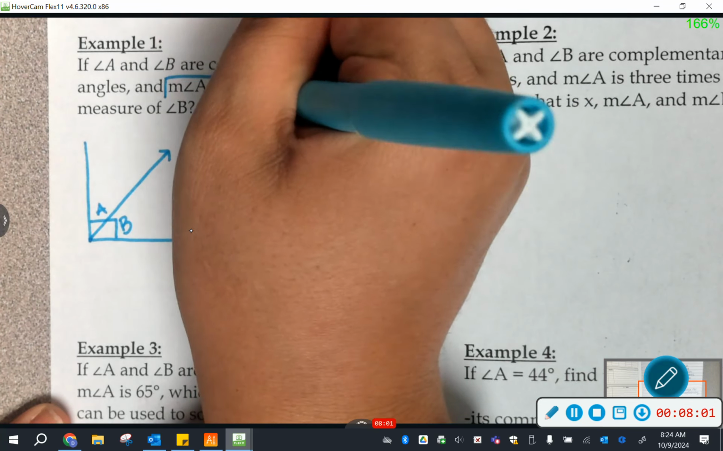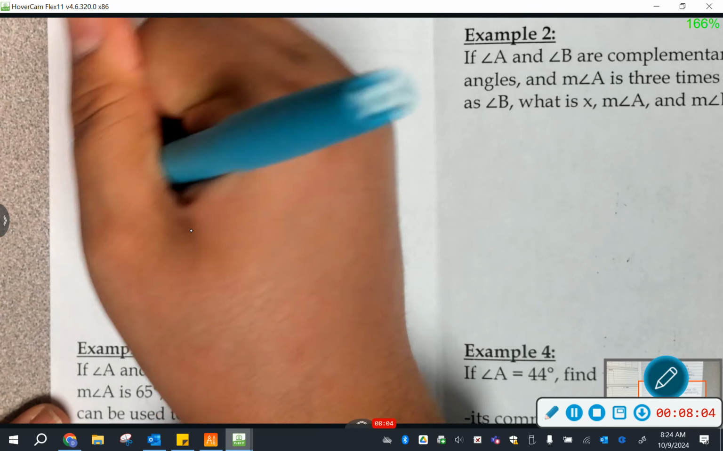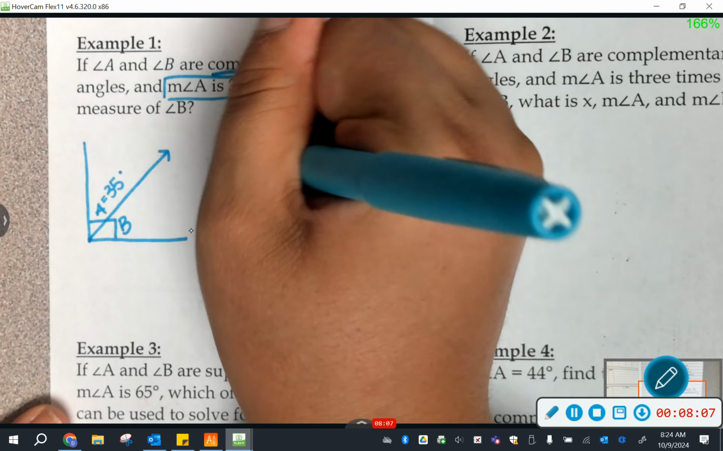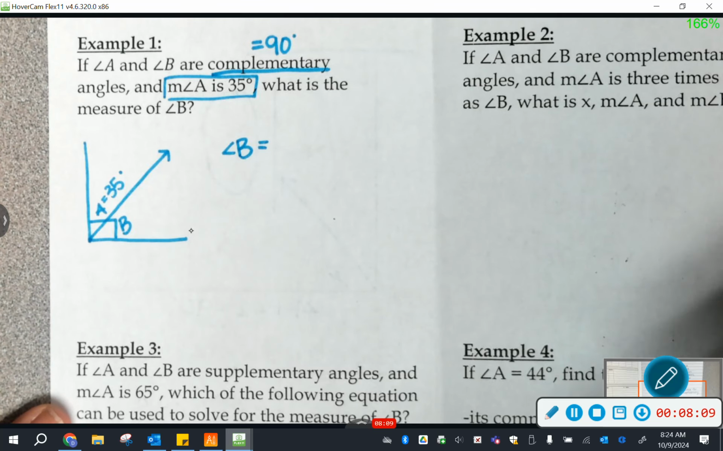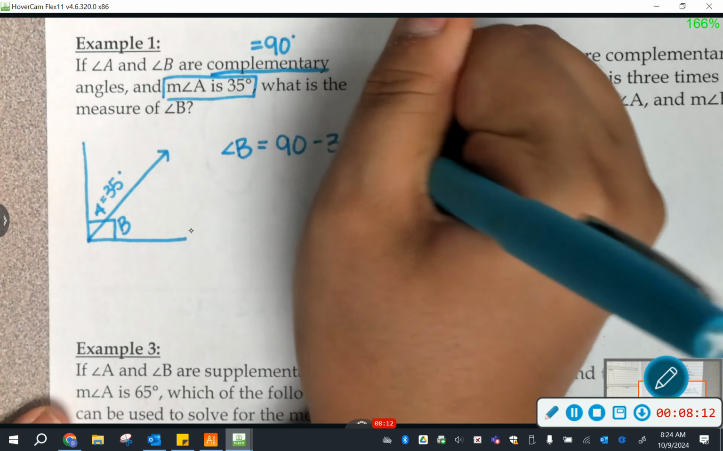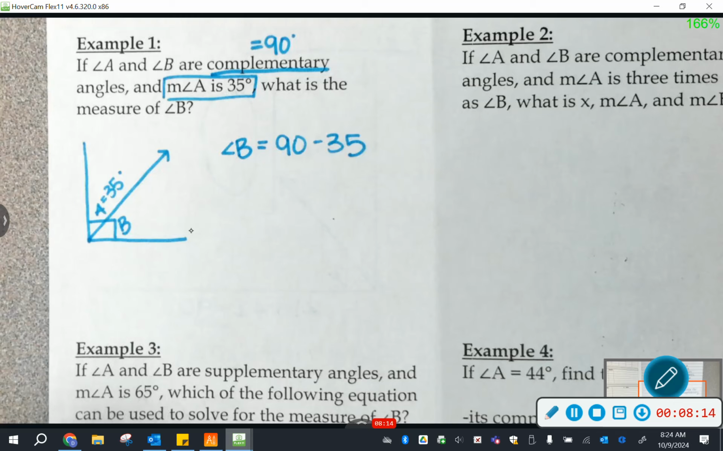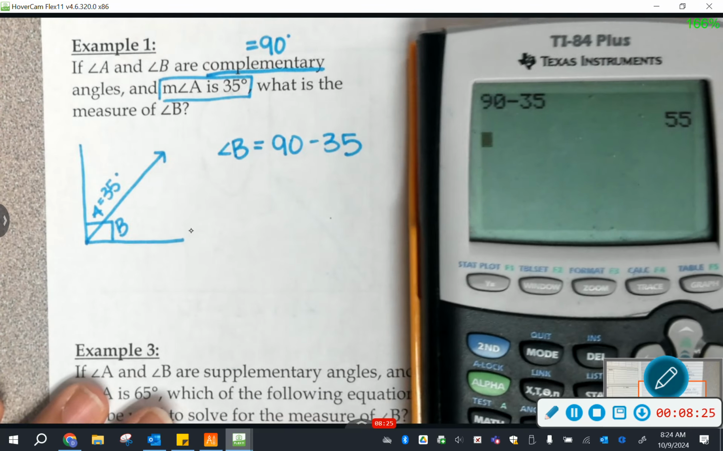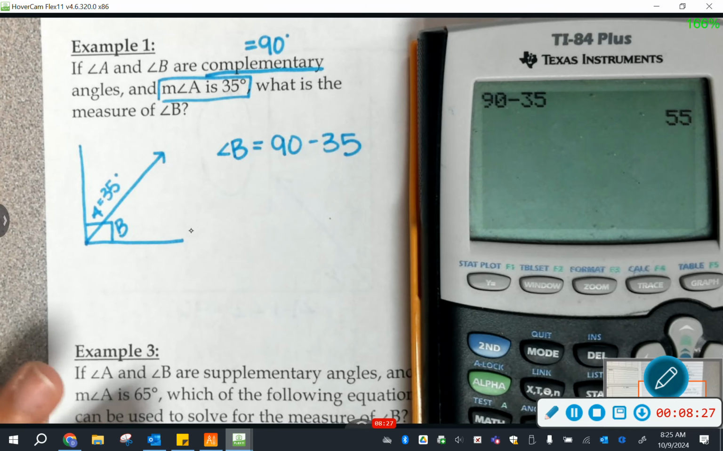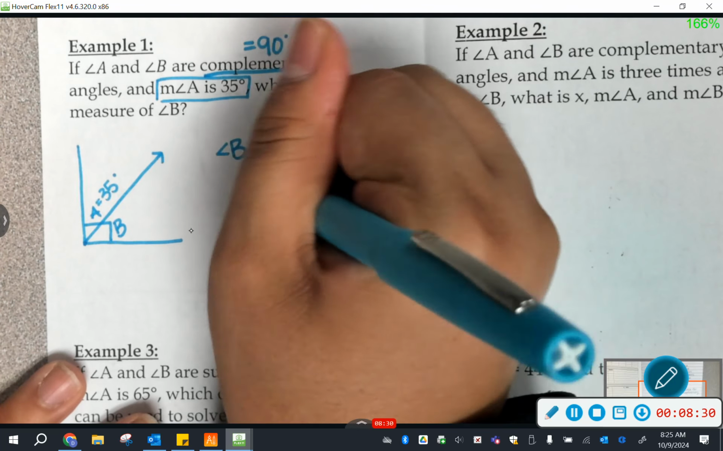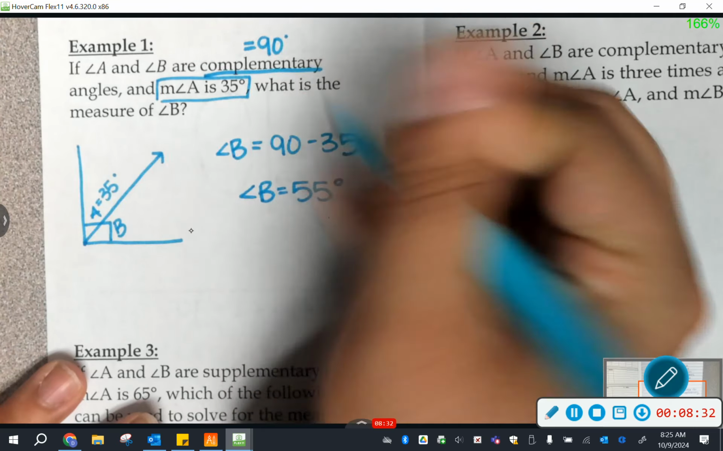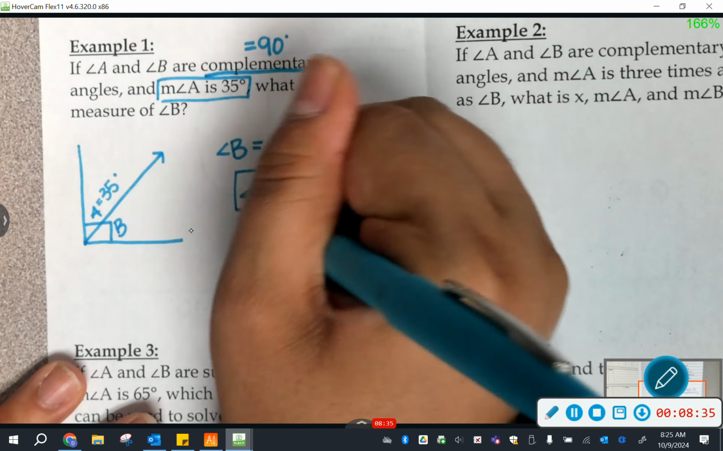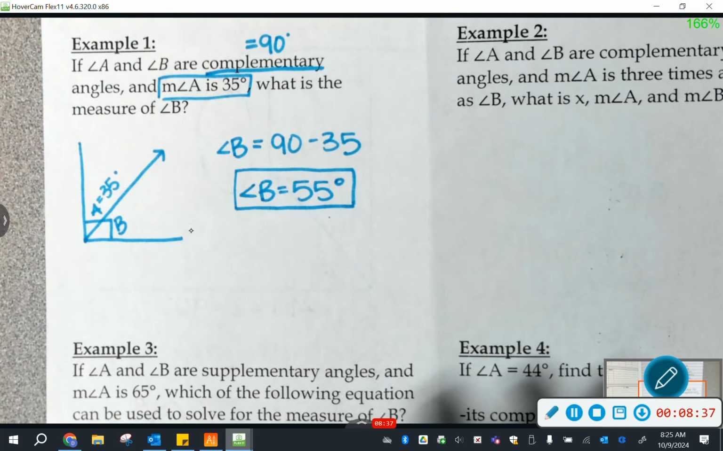A is 35 degrees, so I'm going to write 35 degrees for A. How do I find angle B? 90 minus 35. Is it really that simple? Yes. What is 90 minus 35? 55 degrees is my answer. So angle B equals 55. Don't forget your degree sign. Angle B is 55 degrees.